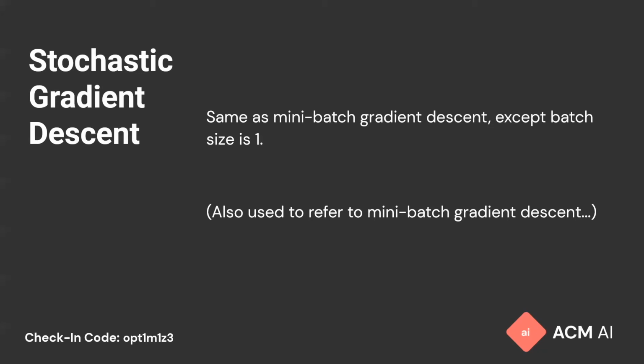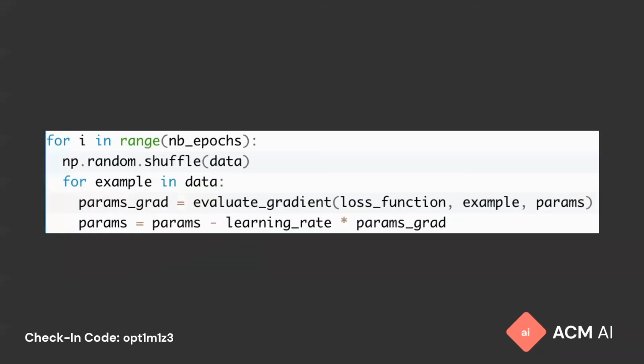Both work. The reason you want to use mini batch is because you want as many training samples as you can fit in your memory. That's good for training a model faster. So this is an example of stochastic gradient descent, and it's basically the same thing, except now you're taking a single example at a time.